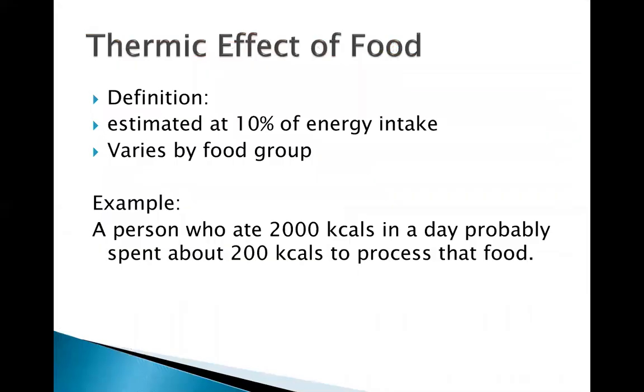The next contributor to our energy expenditure is something called thermic effect of food. Thermic effect of food is literally the calories needed to digest the food and process the food, absorb the food, transport the food, store, etc. So certain foods require different amounts of energy to break down. On average, all foods require 10%. However, certain foods require different percentages.